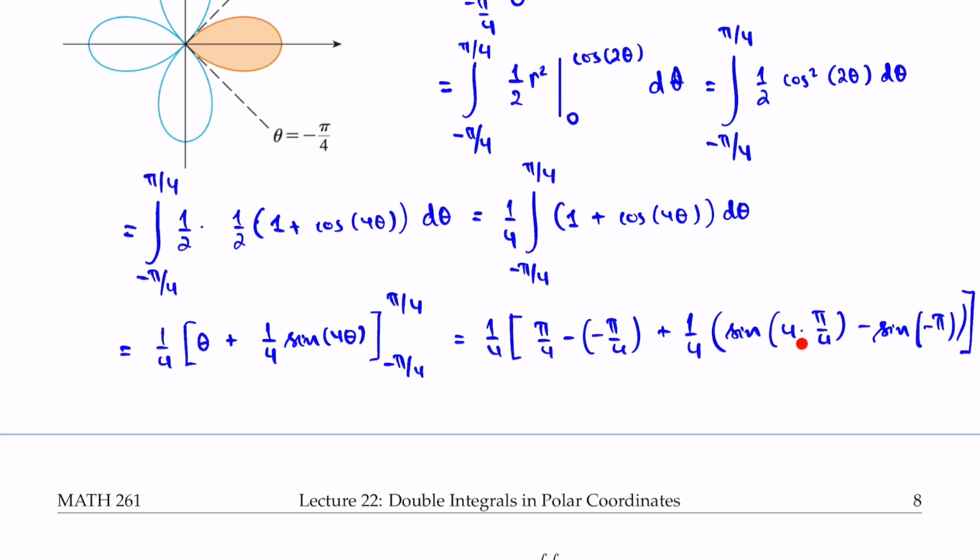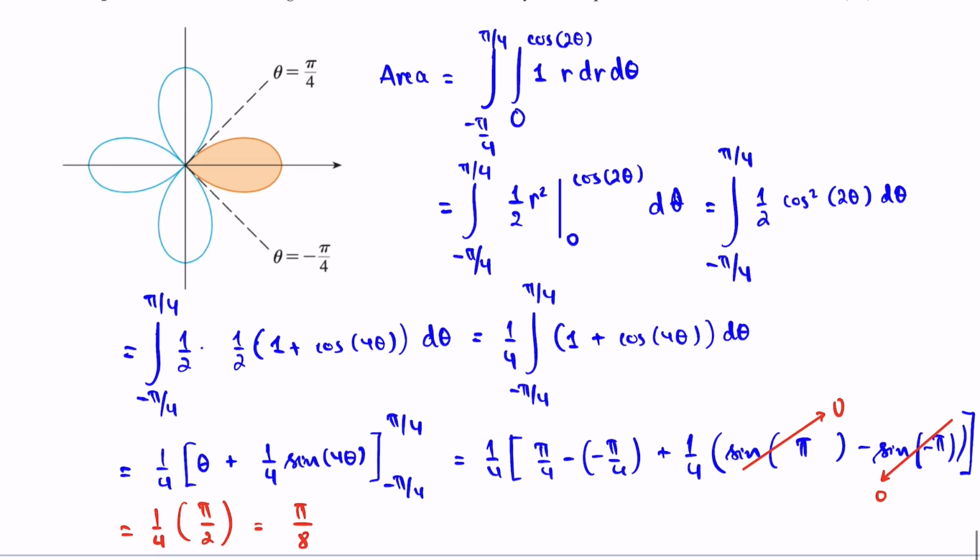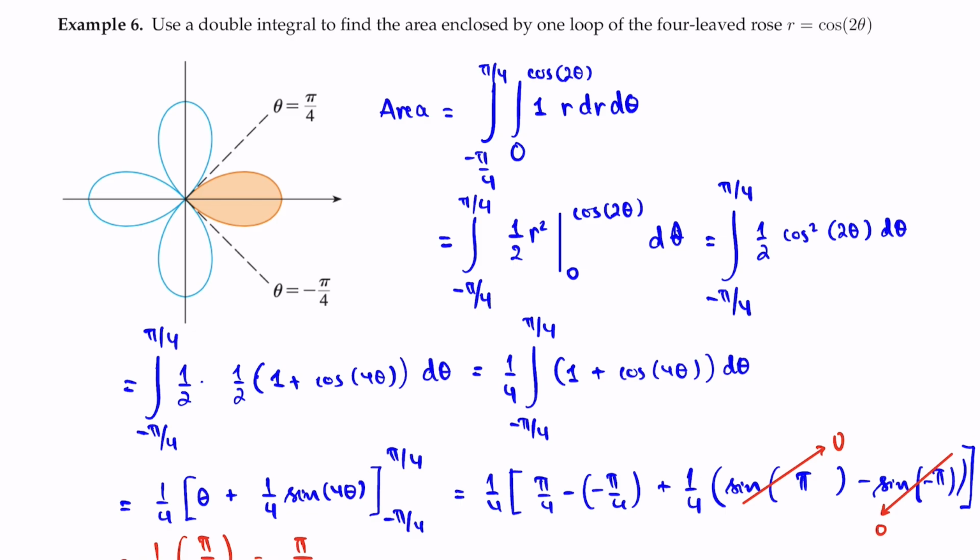So sine of 4 times pi over 4 is equal to sine of pi, which is equal to 0, and sine of negative pi is also equal to 0. We're left with the calculation of 1/4 times pi over 4 plus pi over 4, or pi over 2, and altogether we get pi over 8 for the answer. So pi over 8 in this particular example is the area of one loop of the four-leaf rose of the form r equal to cosine of 2 theta.